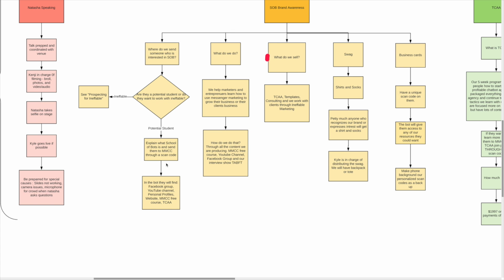So what do we sell? At School of Bots, we have the Chatbot Agency Accelerator, our 5-week in-depth program on teaching you everything you need to know about messenger marketing. We also have our chatbot templates available for sale, as well as our consulting.